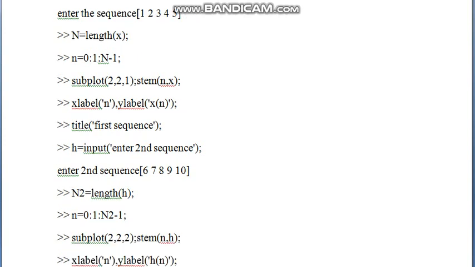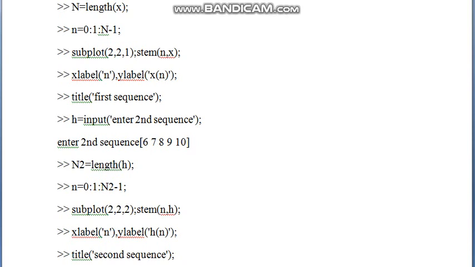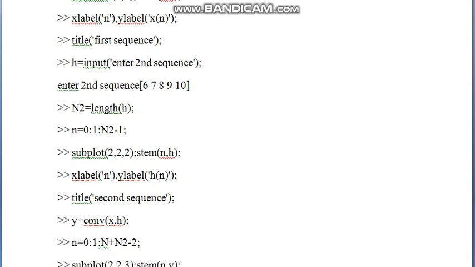Now, I want to enter the second sequence. For that, I will use the command input. So, h equals input, enter second sequence. Now, it will ask me for the second sequence. So, I will enter the samples 6, 7, 8, 9, 10. If I want to plot this sequence, I will first find out the number of samples in the sequence, which is given by N2, written as length of h. Since there are N2 samples in this sequence, I will take the time parameter n along the x-axis. Small n will be given from 0 to N2 minus 1 with an interval of 1.